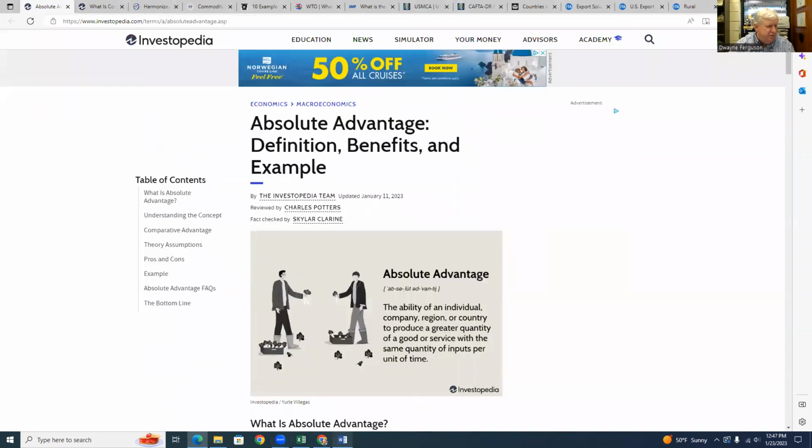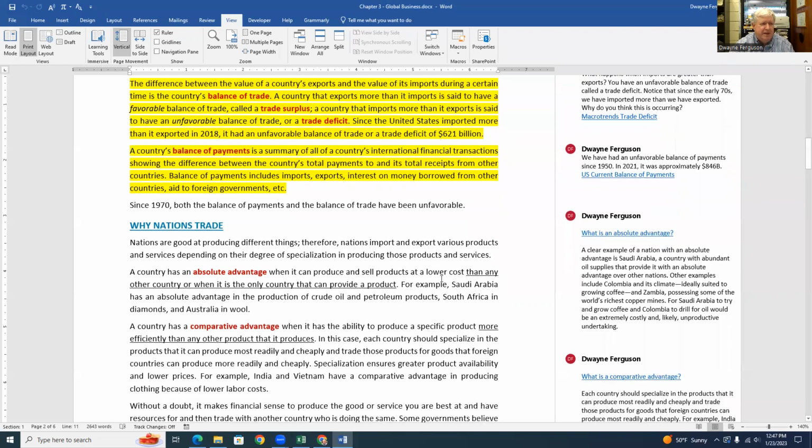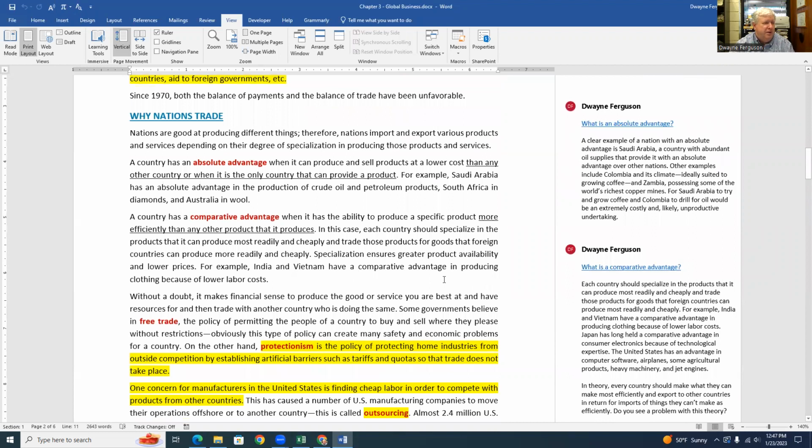Okay, so let's go back here. That was the link here. So it says we haven't had an unfavorable balance of payments since 1950. It's $850 billion worth this year. So this one up here since the 70s for the balance of trade, and you can go back and look and see what it's been over the years. But $600 billion is a huge unfavorable balance of trade. And that's what Trump was trying to correct, protect American workers and get more dollars coming back into the United States than going out.